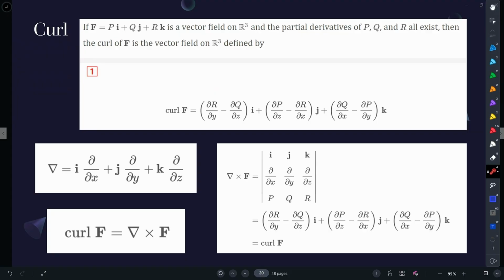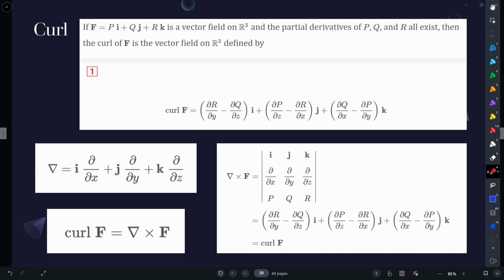So what is the curl? We start with a vector field f, and the curl of f has this complicated formula that I don't remember. But instead of remembering it like this, if you look at this, you might think, well, that looks like the formula we use for a cross product. And it is, in fact, a cross product of the following.